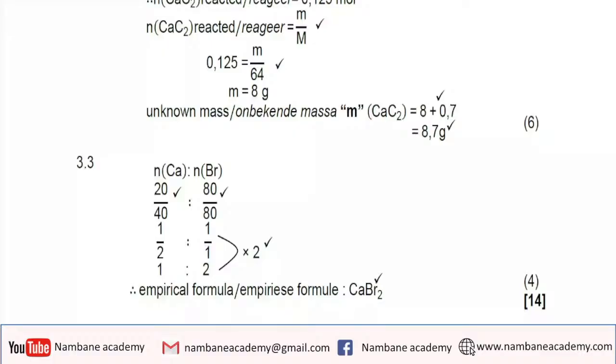Then it will be found that the ratio is 0.5:1, and then that 0.5:1 is multiplied by 2 so that we can get whole numbers, and it gets a mark. So the third mark goes to multiplying both 0.5 and 1 by 2. And then writing the empirical formula as CaBr2 gets the fourth mark. And the total for this question will be 14 marks in question 3.